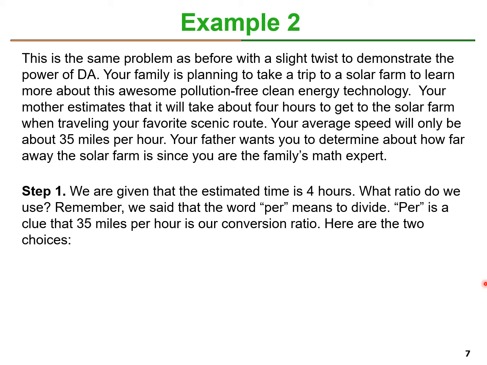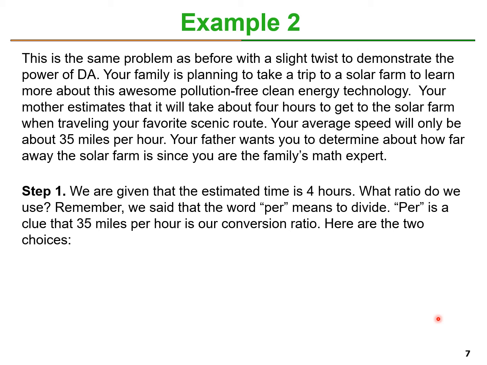Okay, remember in step one, we have to form conversion factors if we are not given one, and take care of the units. Now, we are given that the estimated time is 4 hours. What ratio do we use? Oh, remember, we said that the word per means to divide. Per is a clue that 35 miles per hour is our conversion ratio.